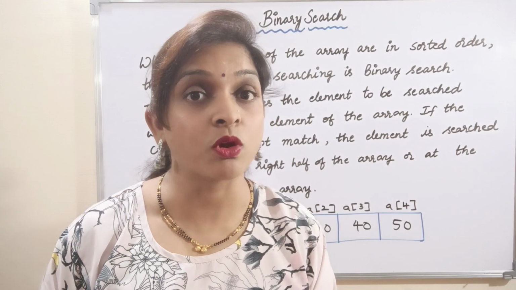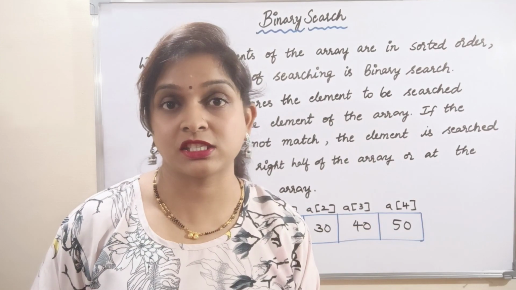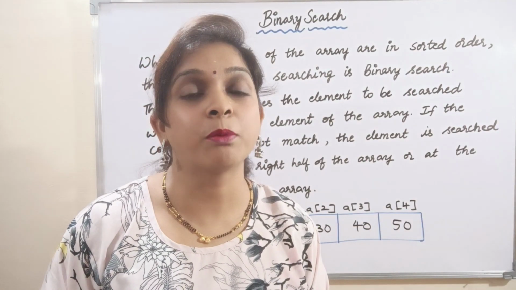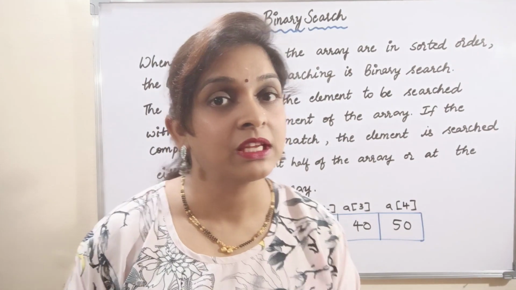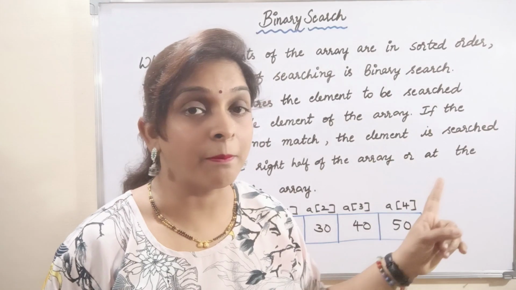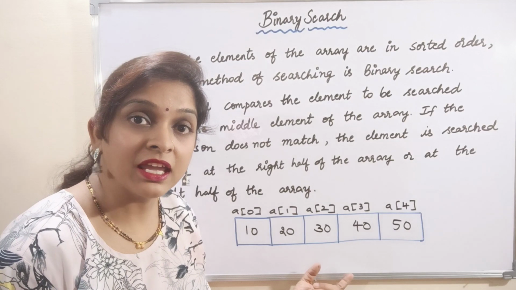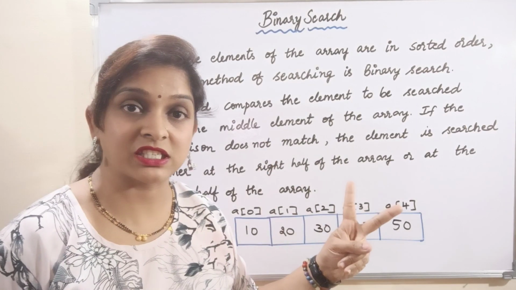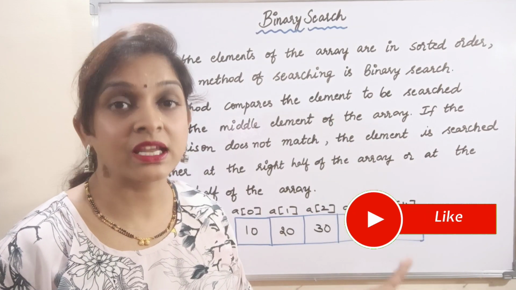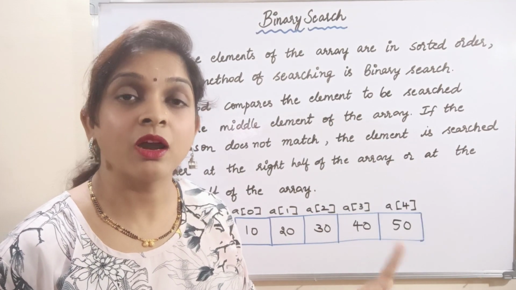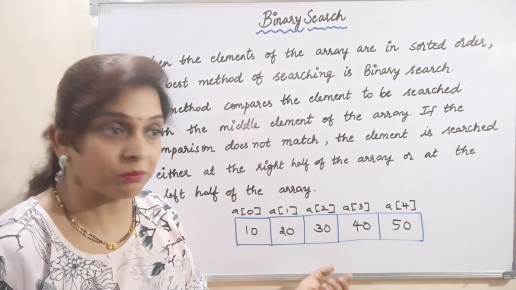So it is consuming more time, more comparisons. But in binary search, this is not the case. We can search the position of the element very quickly. How is it possible? The name itself tells you: bi means 2. So the complete array is divided into 2 parts, and after dividing, we compare the search element with the mid element.